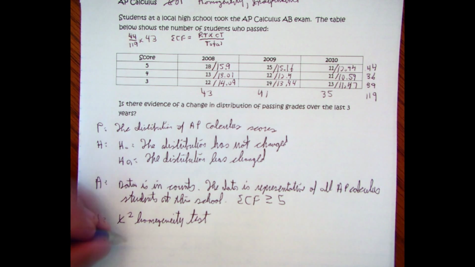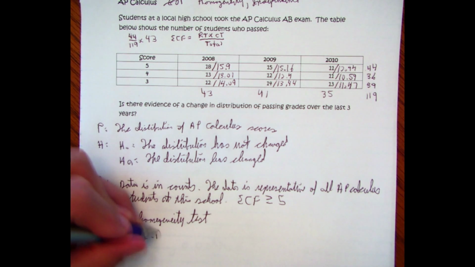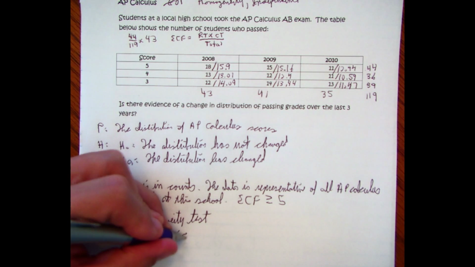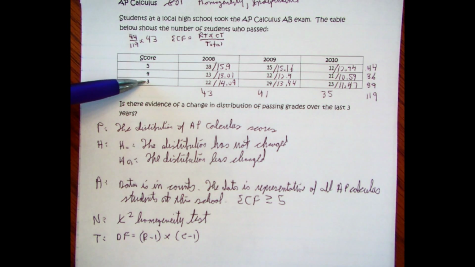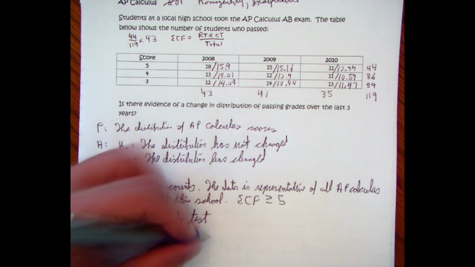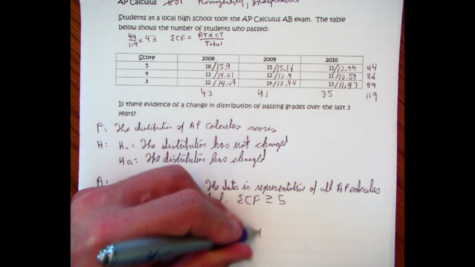Now, when we're dealing with a contingency table, remember when we were doing a goodness of fit test, it was just categories minus 1, right? When we're dealing with a table, we're going to do rows minus 1 times columns minus 1. In this case, we have 1, 2, 3 rows, so that would be 3 minus 1, which is 2. And we have 3 columns. So 3 rows, 3 columns. We would do 2 times 2, and that's 4 degrees of freedom.